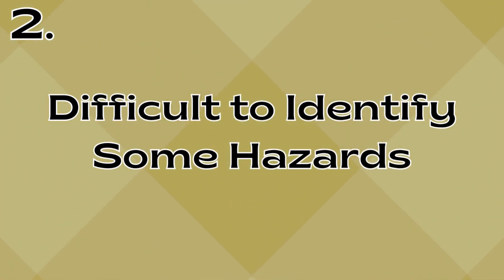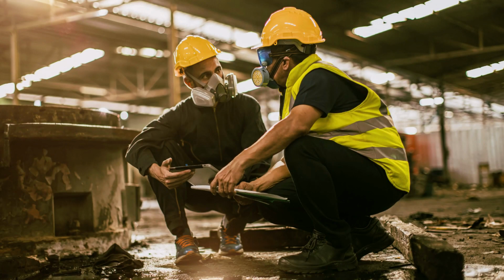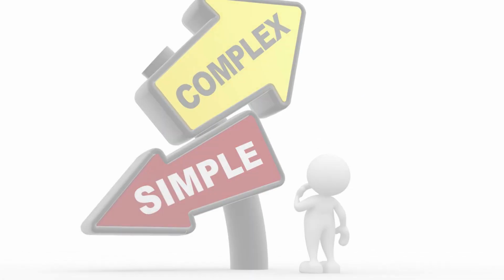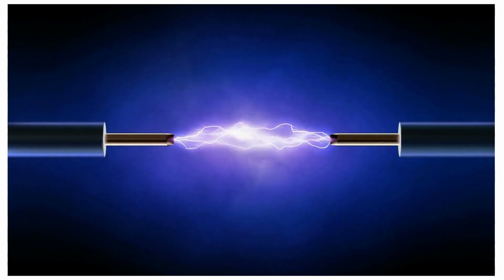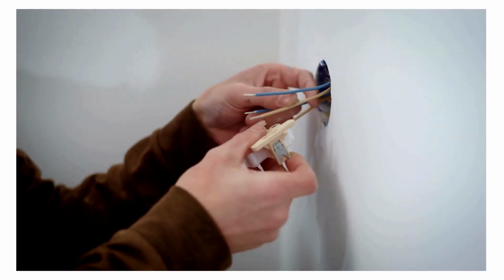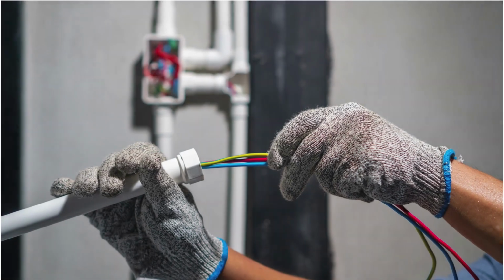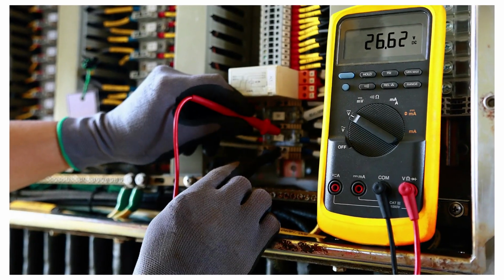Number 2. Some hazards may be difficult to identify. Identifying some hazards may be difficult, especially if they are hidden or complex. For example, electrical hazards associated with concealed wiring hidden in a wall may be difficult to identify without specialized equipment and training.